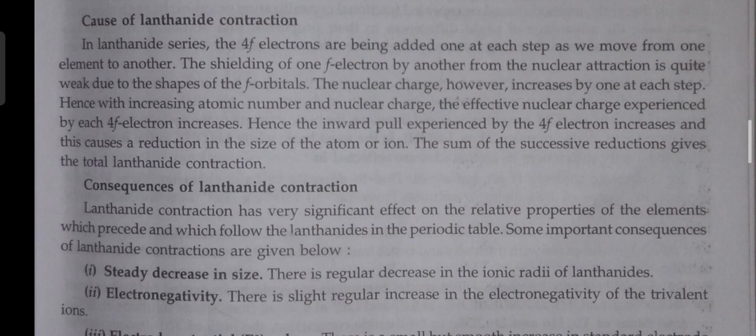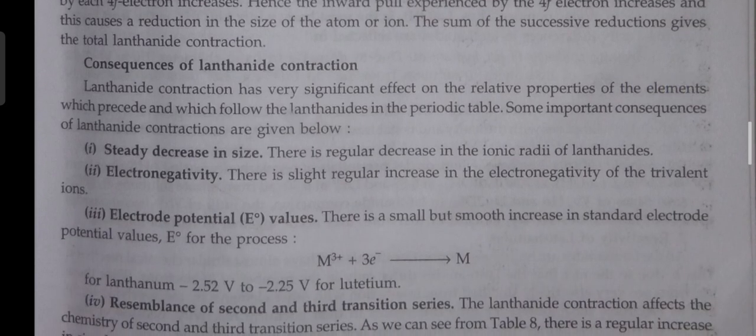The consequences of lanthanide contraction. The lanthanide contraction has a very significant effect on the relative properties of elements which precede and which follow the lanthanides in the periodic table. Some important consequences of the lanthanide contraction are given below. First is steady decrease in size. There is an irregular decrease in the ionic radii of lanthanides. Second is electronegativity. There is a slight regular increase in the electronegativity of the trivalent ions.